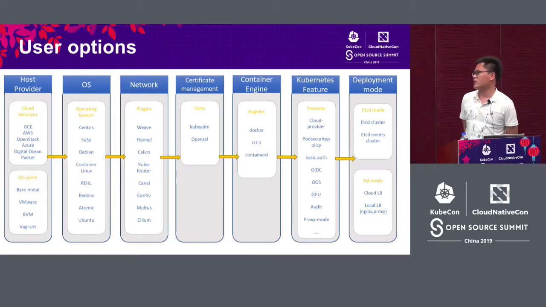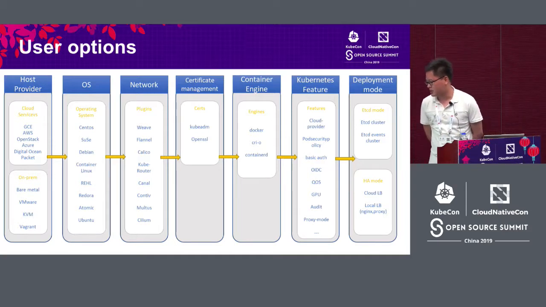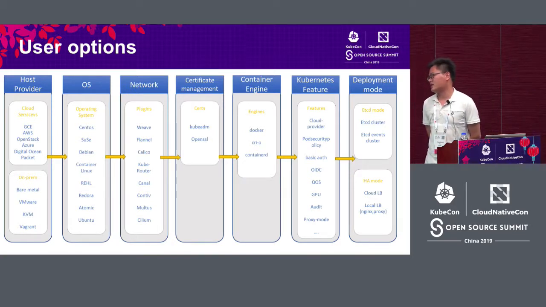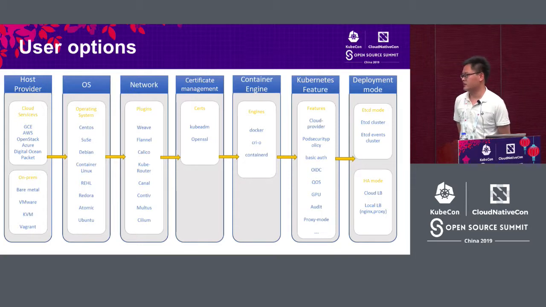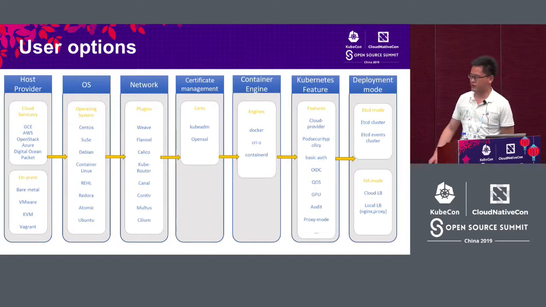And Kubernetes features, which include cloud provider, pod security policy, basic auth, OIDC, QoS, GPU, audit, log, and proxy mode. Of course, there are other important features which are not listed here. As to deployment mode, for etcd deployment, if the number of nodes is more than 2,000, your etcd cluster will have a latency problem. You can divide it into two clusters. One is to store metadata, one is to store etcd event data. In this way, it will improve the performance of etcd.